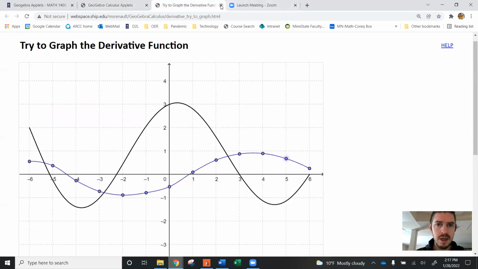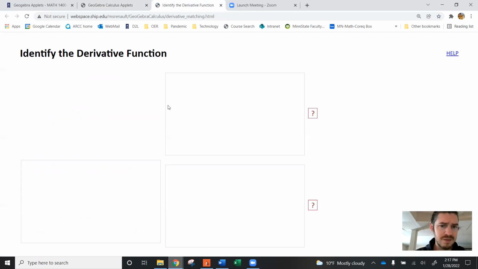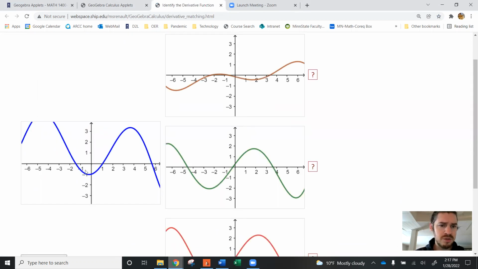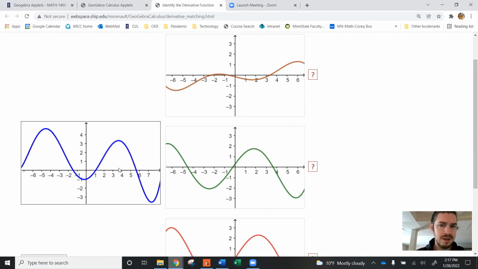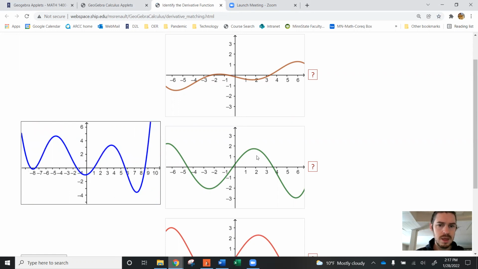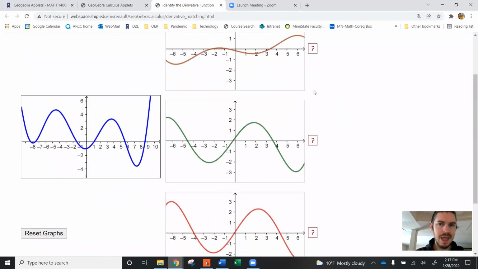Now, the other applet I want to show you is number 12, identify the derivative function. This is a similar game where we have the function over here. We can zoom out and look at it. Woo! Look at that function. Then we want to figure out which of these is the correct derivative. So you can start looking for x-intercepts.